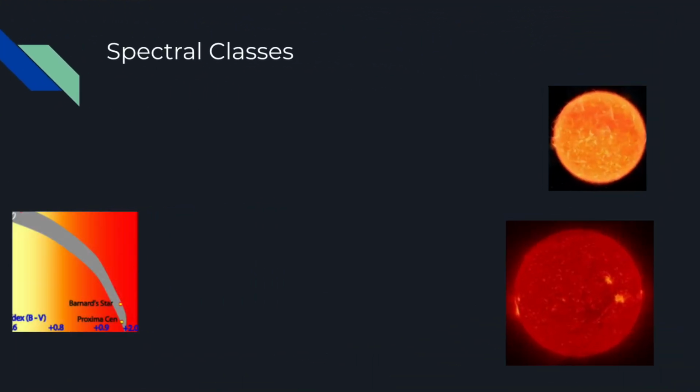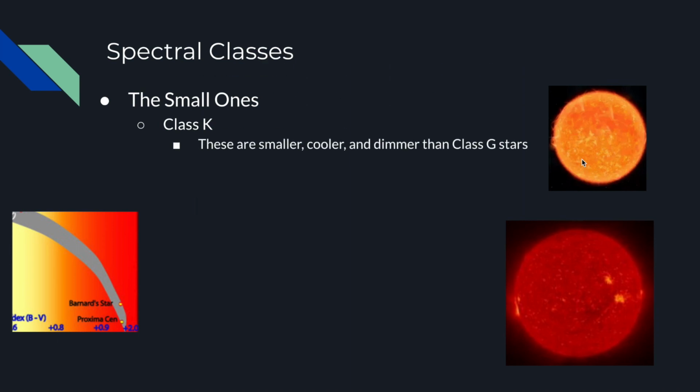Next up, you have the very smallest stars on the main sequence. These include Class K, which is this one right here. These are, again, smaller, cooler, and dimmer than Class G stars. They appear to be this yellowish-orange color, and they contain a lot of titanium oxide.